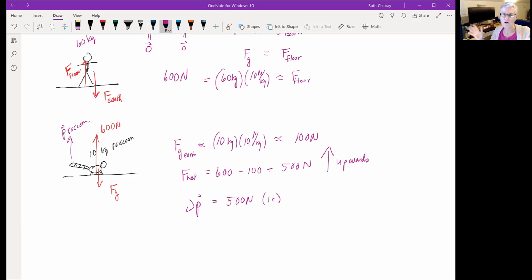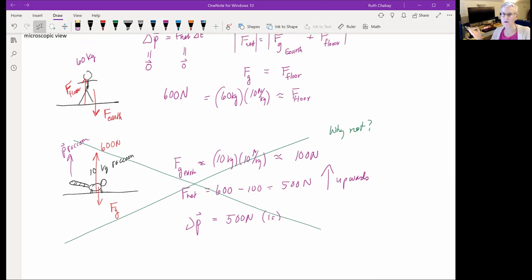That, however, is clearly not what happens. So why doesn't this happen? If the floor exerts a 600 Newton upward force on the human, why doesn't it exert a 600 Newton upward force on the raccoon? A floor is not a sentient thing. It doesn't know that a raccoon has less mass than a human. So how does the floor figure out what to do? It's a floor.